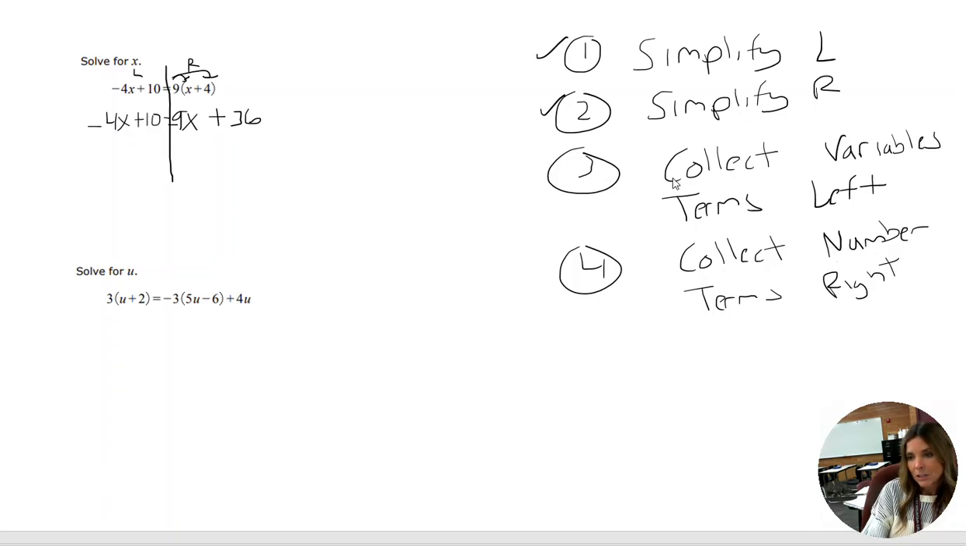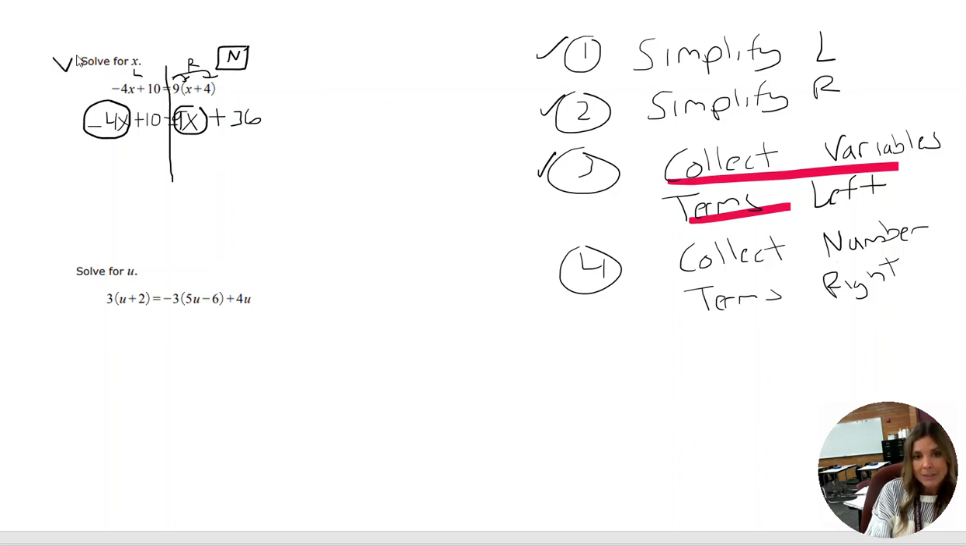Now we are going to do this step, which is to collect the variable terms. So you have to find the terms that have a variable, and I want you to circle those. Those are the ones that we're going to work on next. We're going to collect those variable terms. We want our right side to only have numbers, no variable terms.